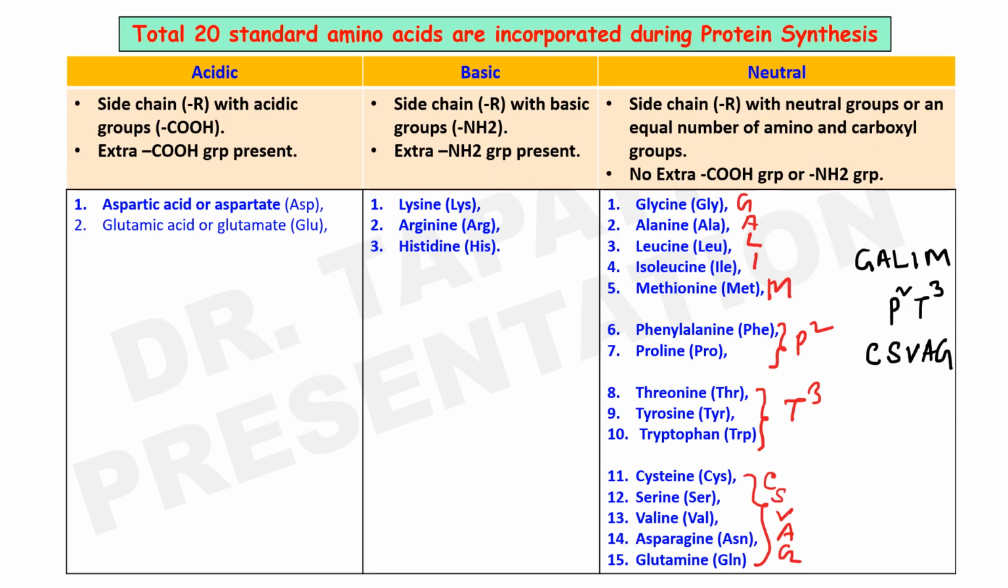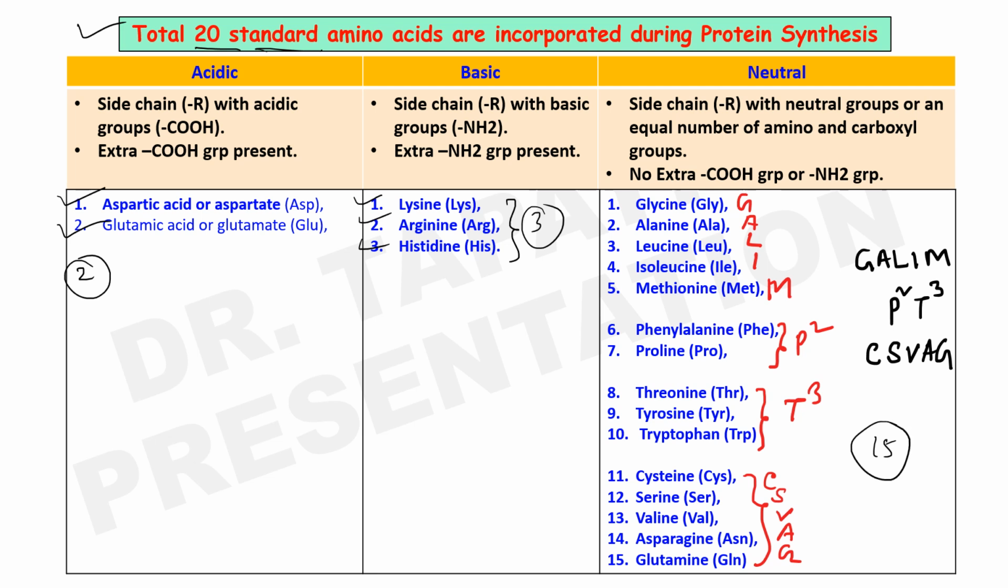Already I have mentioned that according to your book, a total of 20 standard amino acids are incorporated during protein synthesis. So those are known as proteogenous amino acids. Among them, two amino acids are acidic, aspartic acid and glutamic acid. Whereas there are mainly three basic amino acids: lysine, arginine, and histidine. And the other 15 amino acids come under neutral amino acids.